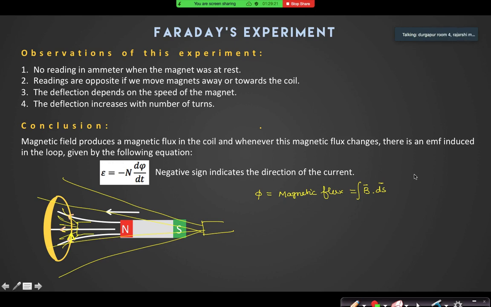The EMF induced in the loop is given by this. Yes, right? So if you have to find the current in the loop, you just divide the EMF by the resistance. Yes or no? Then you can find the current. Okay, how do I find the direction of induced current?